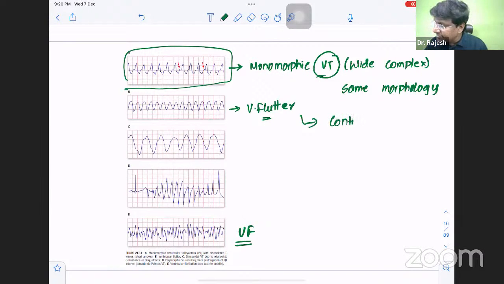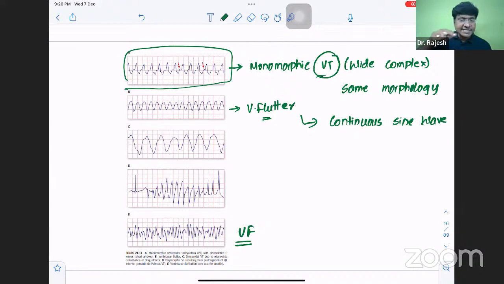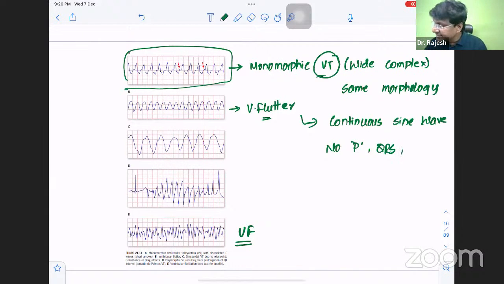It is a continuous sine wave. If you observe the morphologies, it's a continuous sine wave. There is no identifiable P wave, no identifiable QRS complex, and no identifiable T wave. And how much will be the rate? Ventricular rate will be more than 200 beats per minute. That is your ventricular flutter.